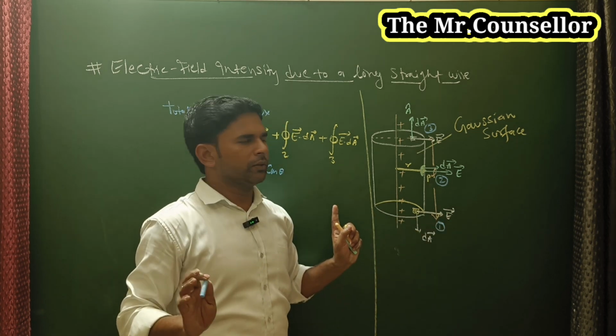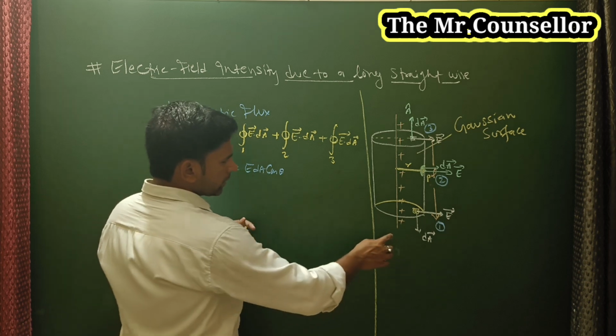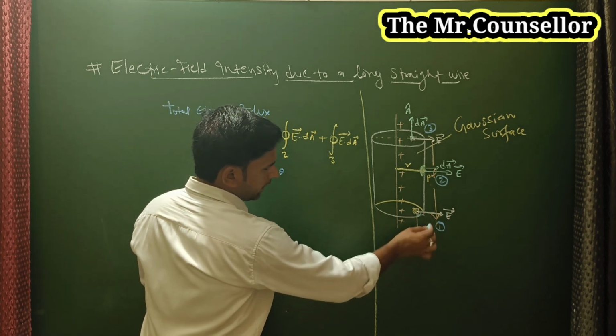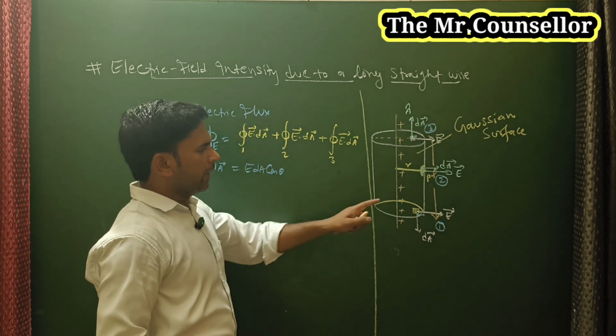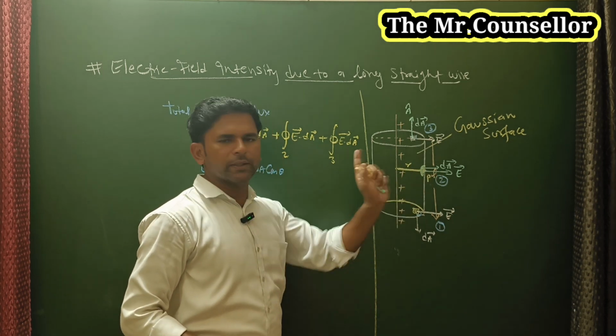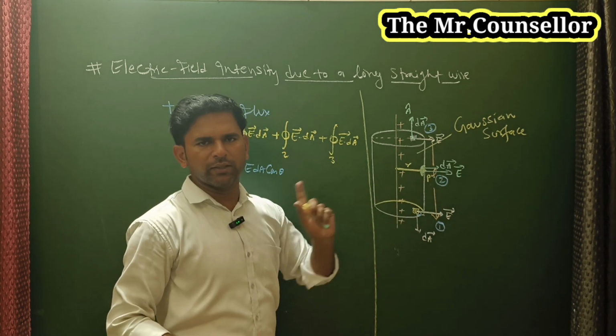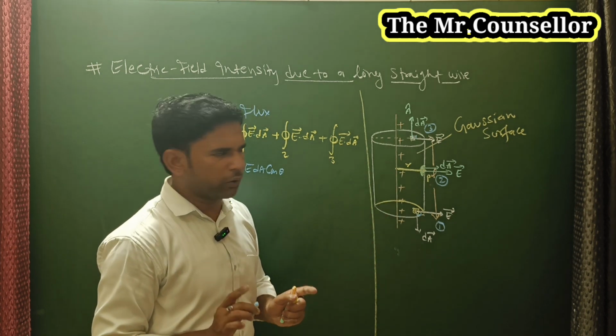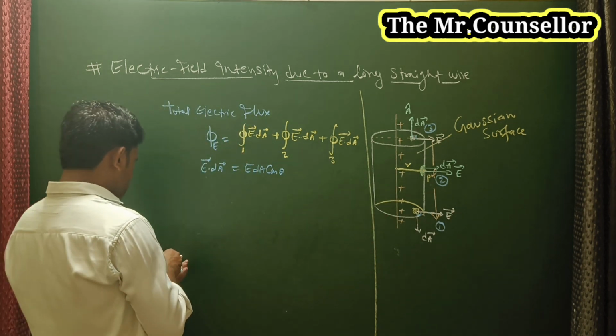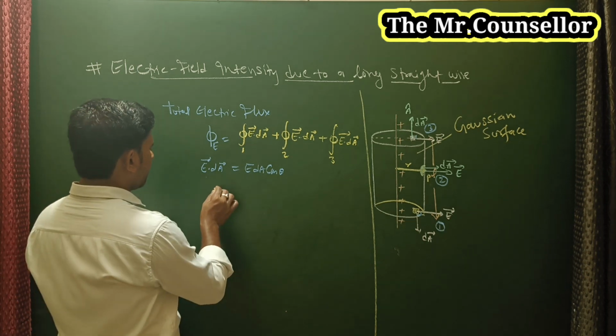Do remember this. You can see what angle this surface is making here: 90 degrees. Here also 90 degrees. And here both are parallel, same direction, so we can consider the angle 0. Is it okay or not? Now we can substitute the values. So what can we write?